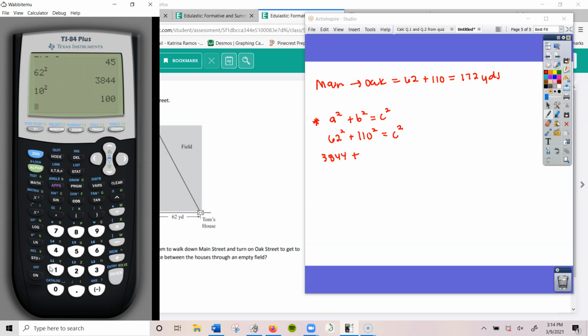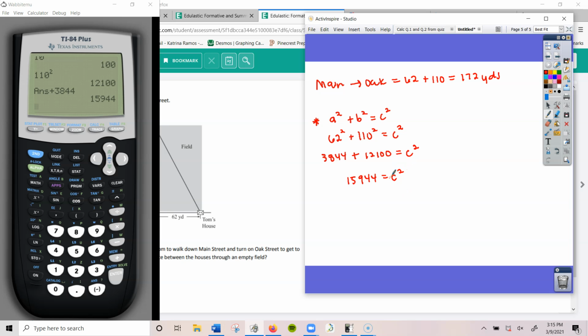Oops, I put 100. 110 squared, which is 12,100, is equal to c squared. So now we're going to add those two numbers together. So 12,000 plus 12,100 plus 3,844, and that gives me 15,944 is equal to c squared.